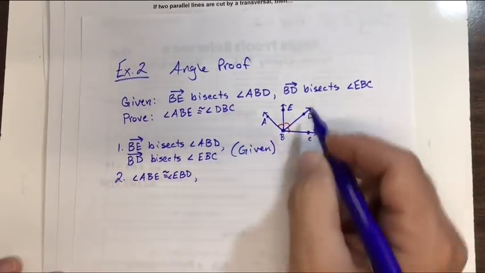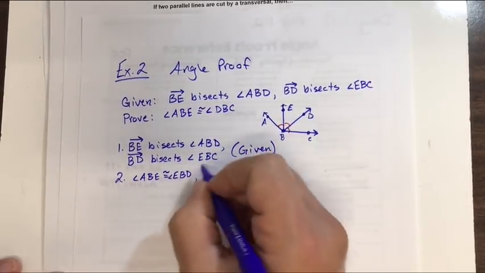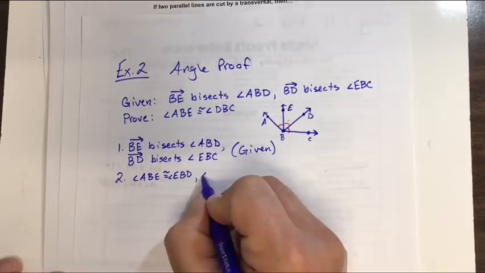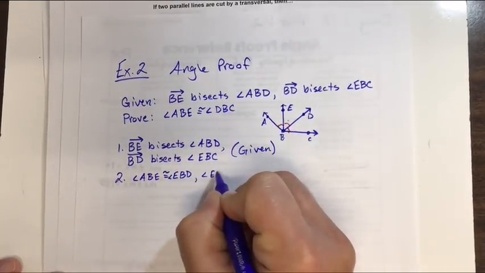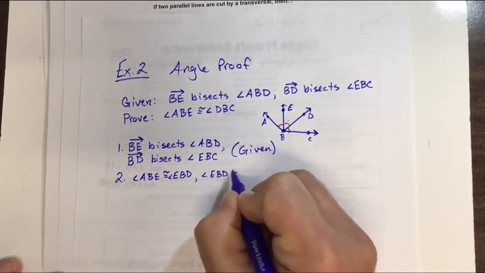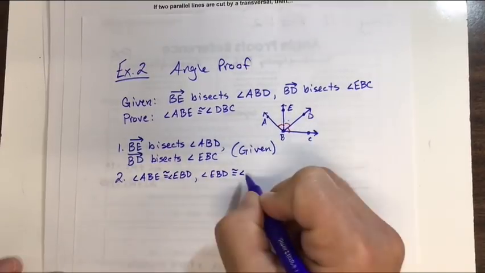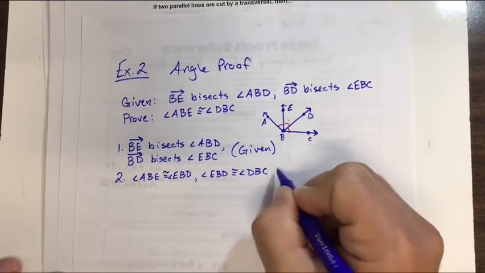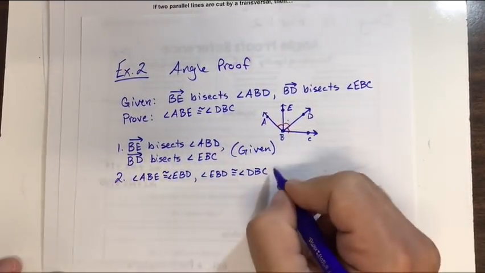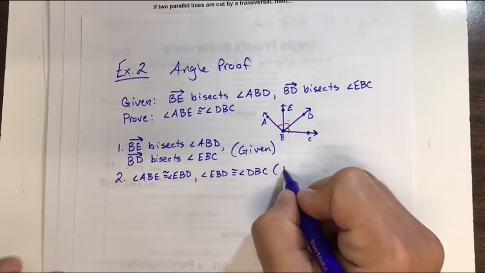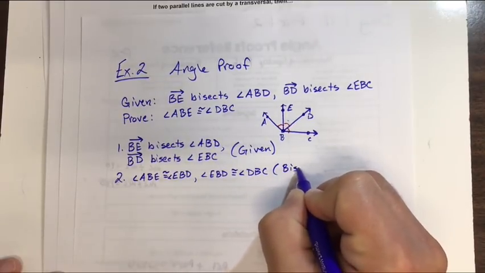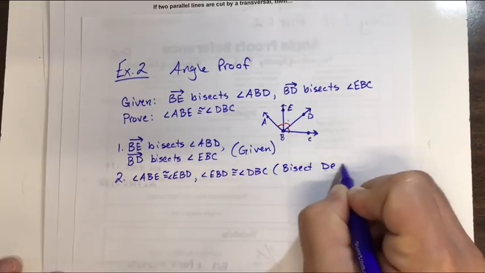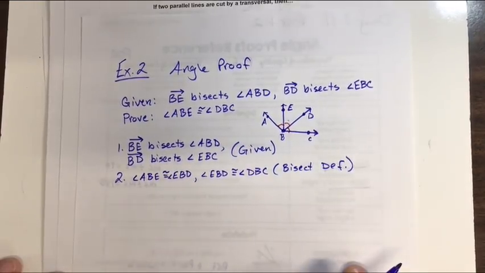But then also, because of this statement, I know these angles are congruent. Angle EBD is also congruent to angle DBC. And that's just by definition of what the word bisect means. And so our reason is bisect definition.